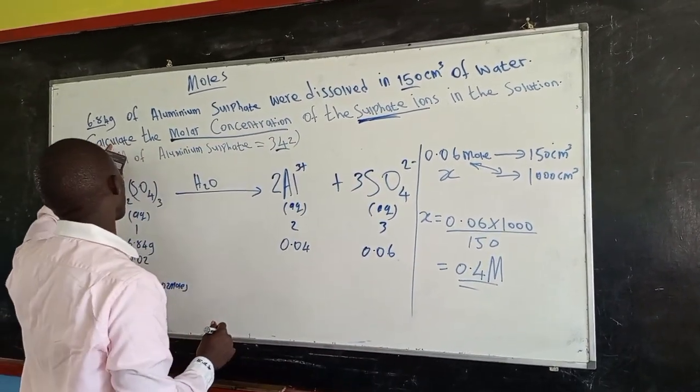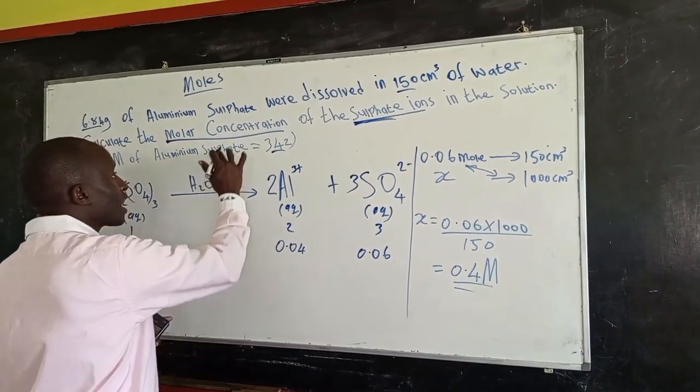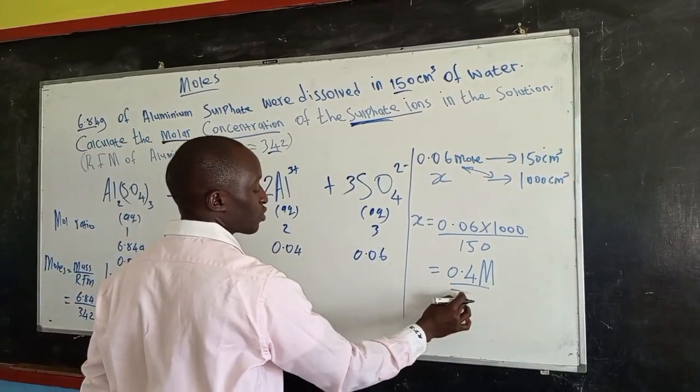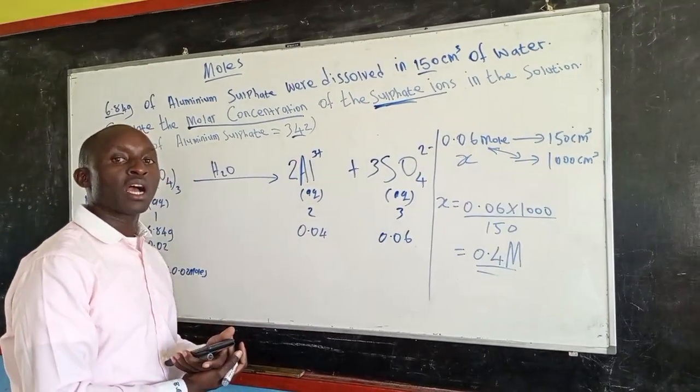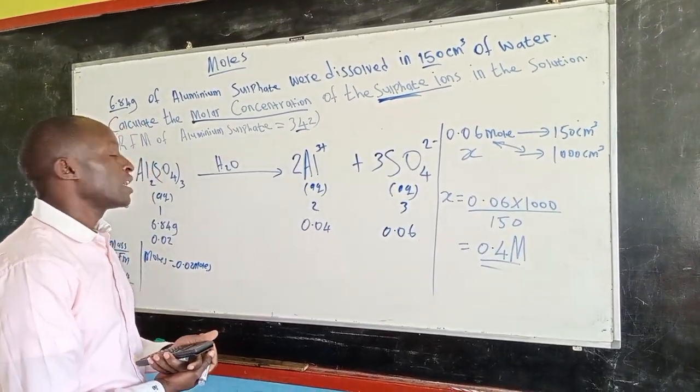In our question, we are told to calculate the molar concentration. The molar concentration of the sulfate ion is 0.4 moles per 1 liter.